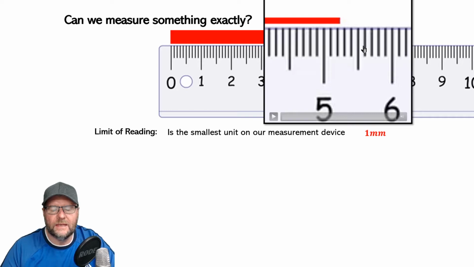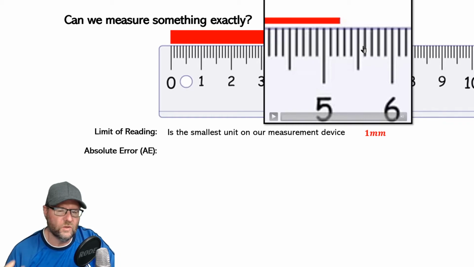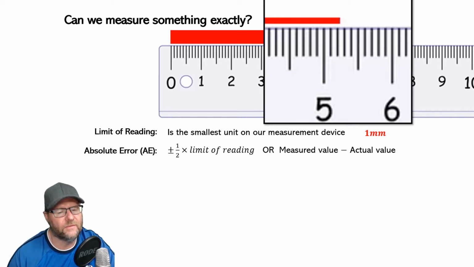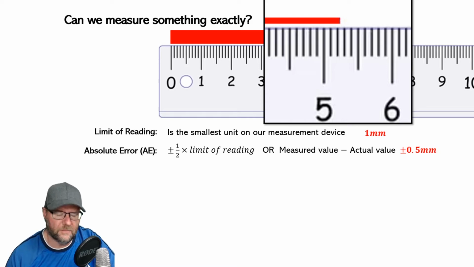Now we have another term in mathematics called the absolute error, and that's simply one of two options. Usually, like in this case, it's half of that limit of reading. But we say plus or minus, because it could be half above or half down. So in this case, my absolute error is half a millimeter, plus half a millimeter or minus half a millimeter. So it could be half a millimeter either side of what I measured. Now in some questions they might tell you the actual value, and then your absolute error will simply be the measured value minus the actual value. But for this exercise, absolute error is half the limit of reading in both directions.